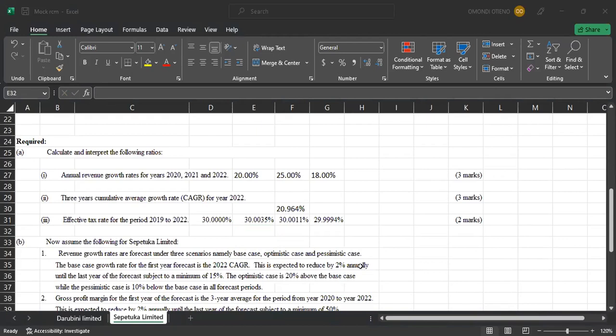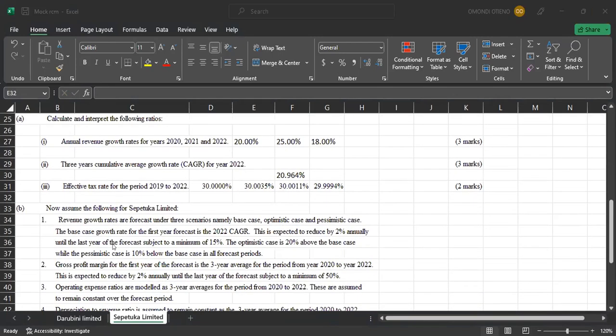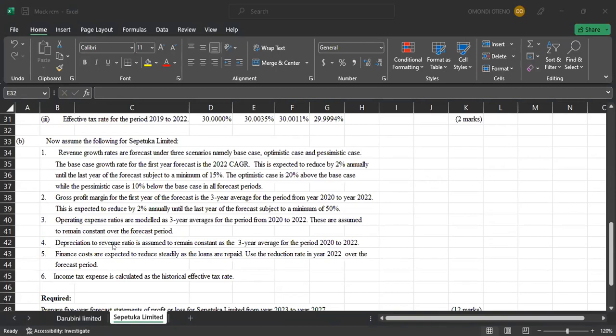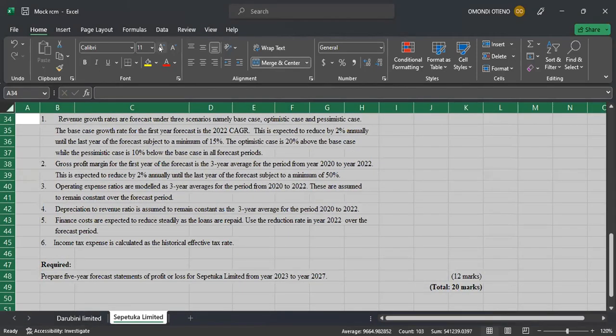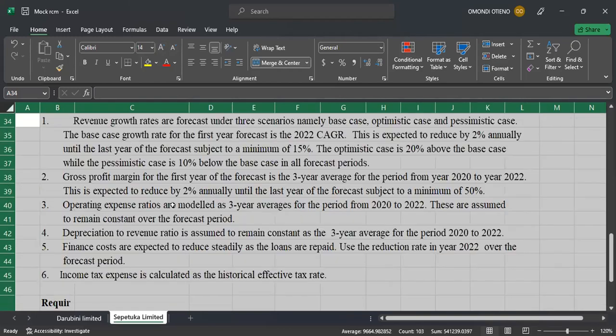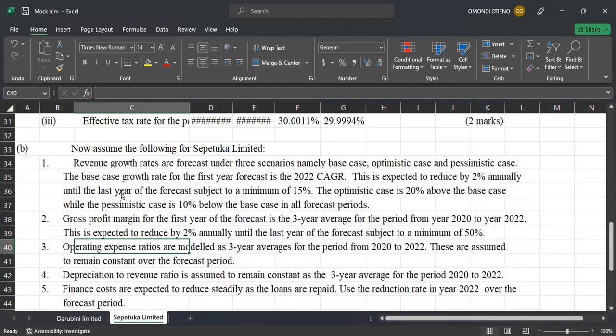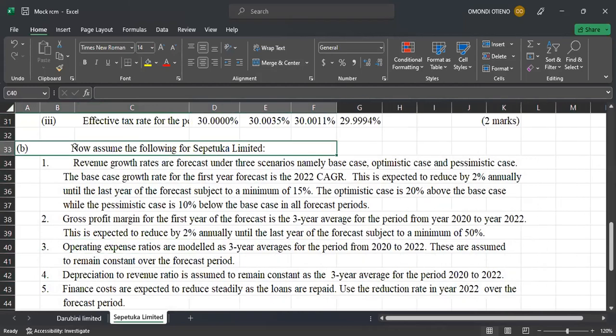So from there now, we go to the assumptions. When we are preparing forecasted statements, there must be assumptions. Those are the ones that we are doing now. Now assume the following for Spetuka Limited.